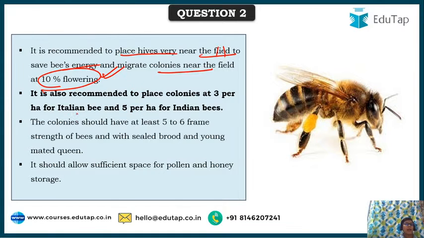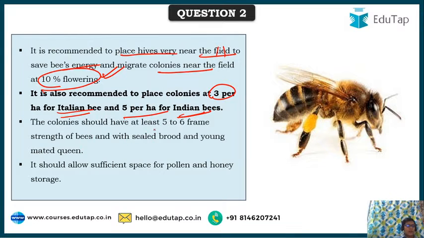When 10% of the field has flowered, then shift the bees there. It is also recommended to place colonies at 3 per hectare for Italian bee and 5 per hectare for Indian bees. So for Indian bees it's 5, and for Italian bees it's 3. Italian bees are also called European bees.